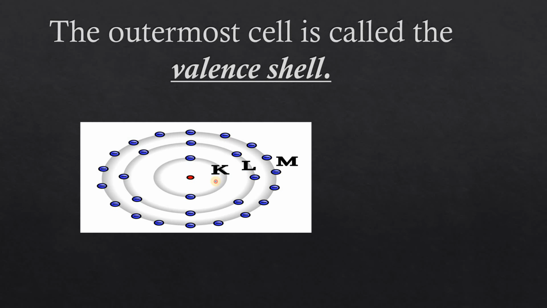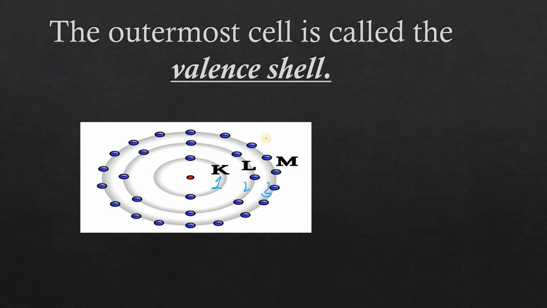K is the first one from the nucleus, whereas L is the second one and M is the third one. So what is n? n is the number of the shell from the nucleus. So 2n square is the formula to find how many electrons you can fill in a certain shell.